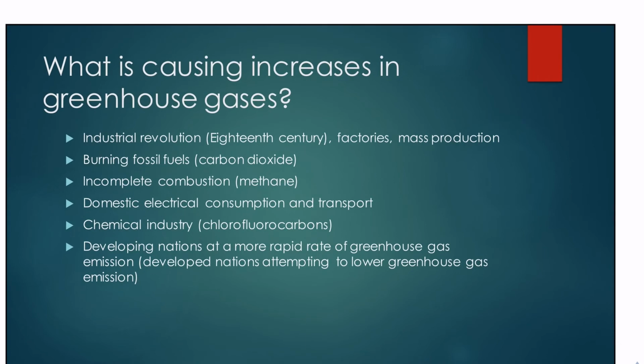So next is just a list of a few human activities that we theorize are resulting in the increased greenhouse gas levels. Things like the Industrial Revolution, where there was a lot of combustion driving the energy demands of factories, burning fossil fuels, incomplete combustion, the increased electrical usage of households and factories, and the chemical industry producing chemicals, increasing the proportion of chlorofluorocarbons. All these things are human activities which could explain increases in the amounts of greenhouse gases in the atmosphere.